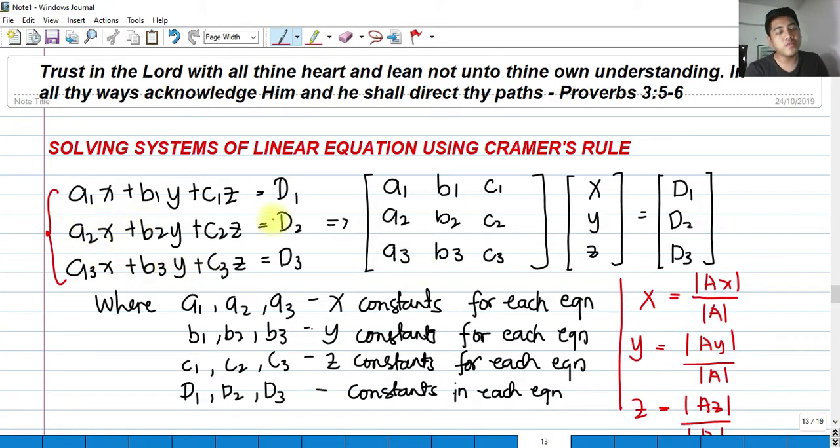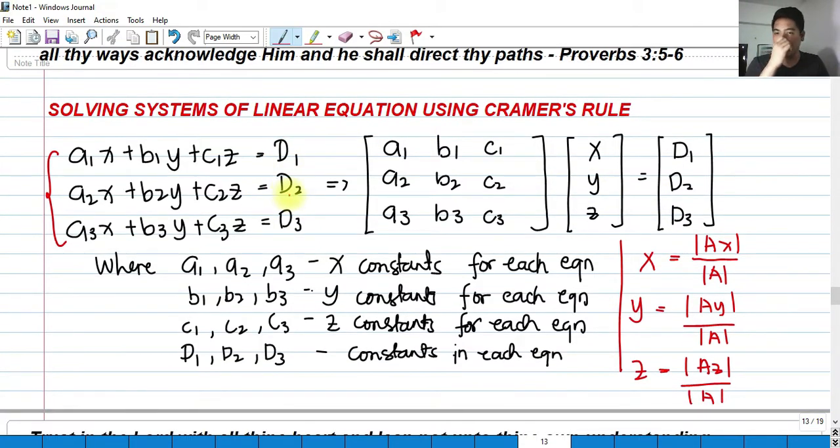So, if we have this form of system of linear equations, we can rewrite it into a simple matrix wherein we have here the coefficients of all the x's of the equations, and the second column here of all the coefficients of y. For the third column, we have the coefficients of all z's, and that is multiplied by x, y, and z, and that is equivalent to the matrix d1, d2, d3, which is our constant.